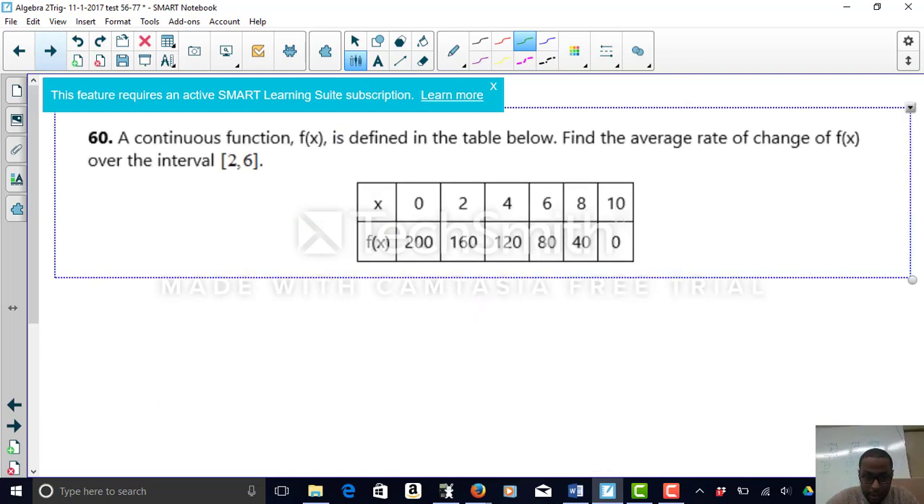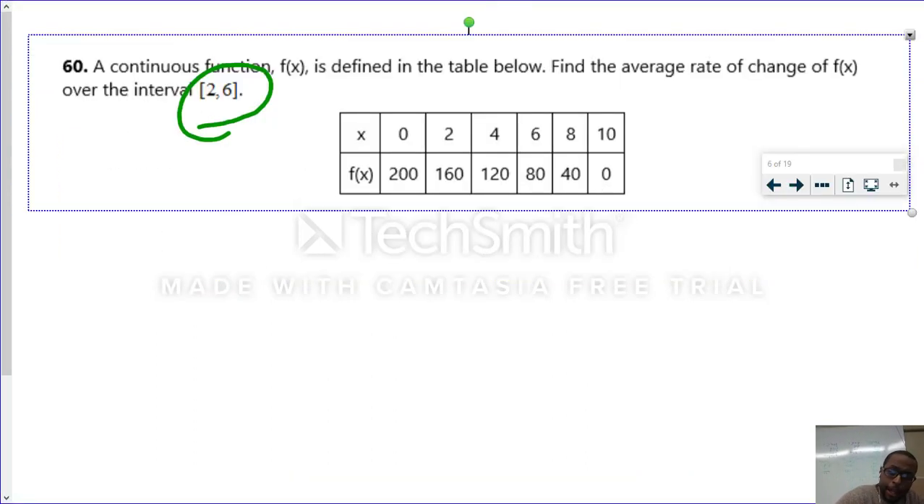Moving along. Average rate of change. Average rate of change you've just talked about, you've discussed it in algebra, okay? So question 60 reads, a continuous function is defined in the table below. Find the average rate of change over the interval 2, 6. So, in this situation, it gives me the interval, what I'm looking for, okay? So in this case, I'm looking at 2, and I'm looking at 6, okay?